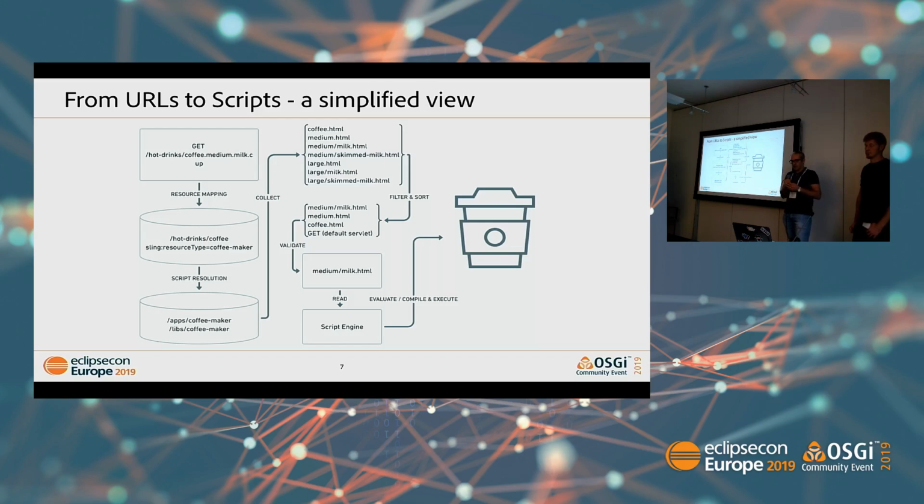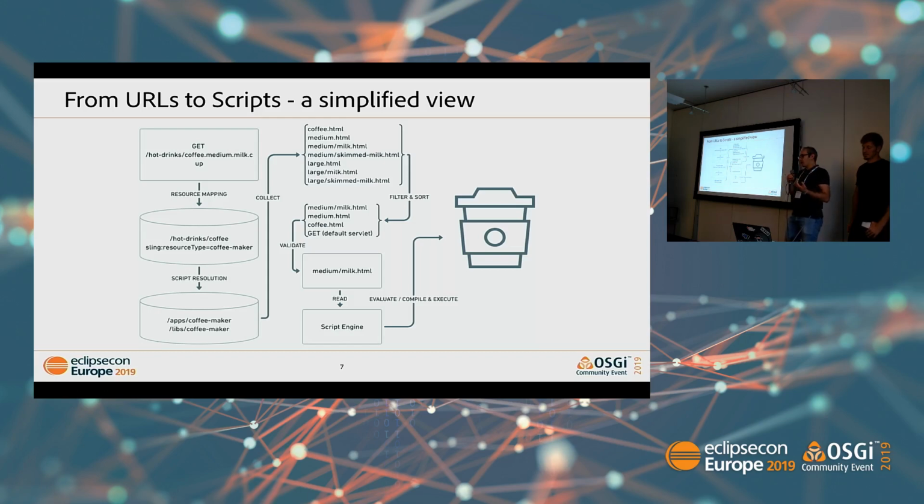And one of the metadata infos that we have on resources is this property called Sling resource type, which tells us what kind of a resource we're dealing with. So in this case, the resource is going to be of type coffee maker. And then we have to figure out which script or servlet is going to be able to serve this hot drinks coffee resource of type coffee maker.